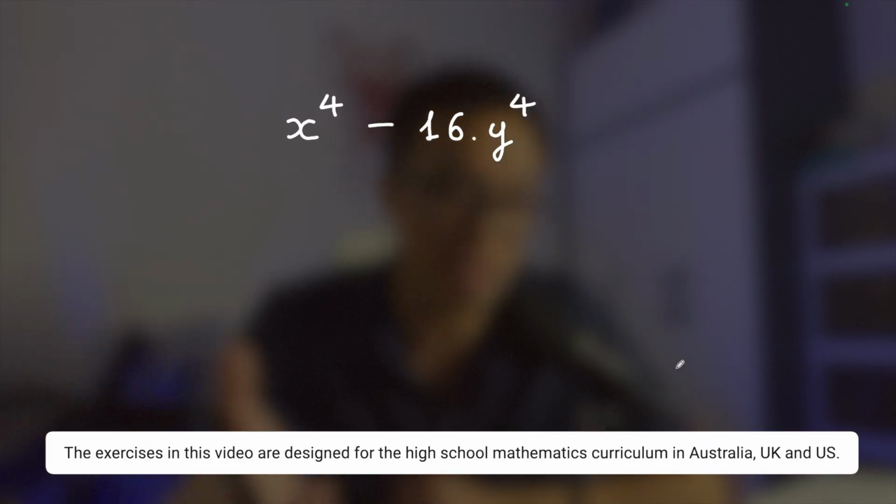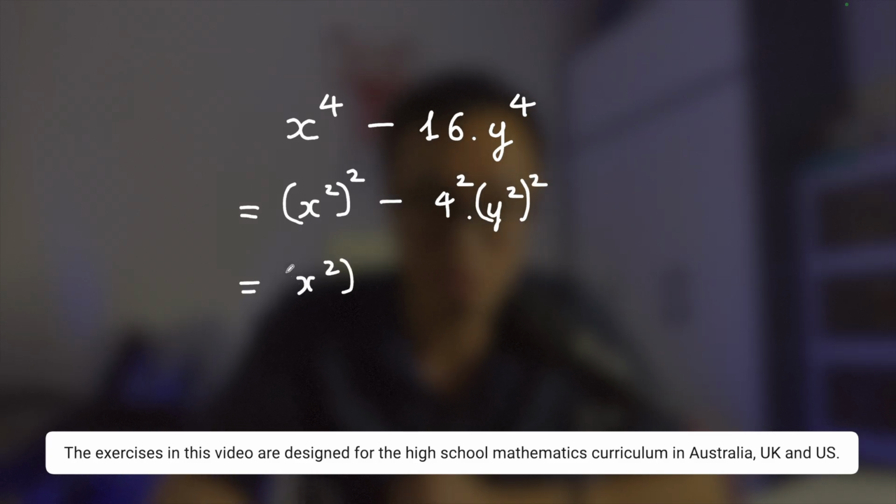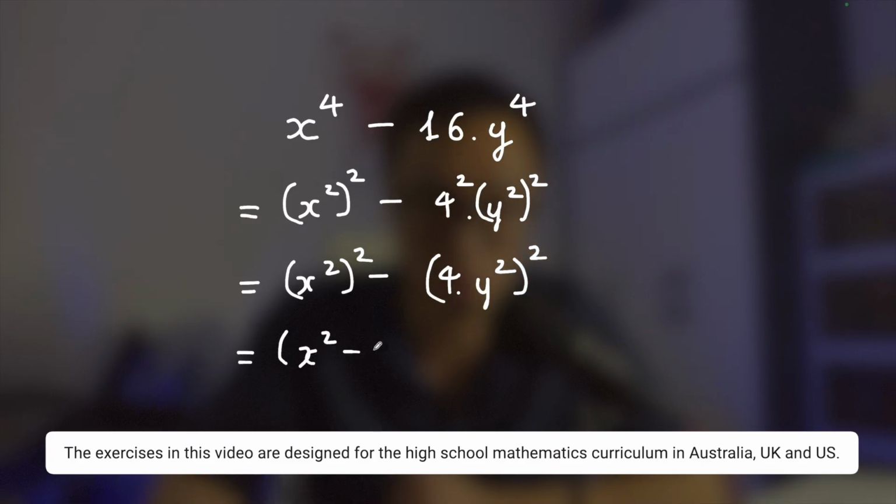a to the power of 4 minus 16 multiply y to the power of 4. Okay, look at this. I convert a to the power of 4 to the square like this, and convert 16 to the form of a square number. I convert that like 4 square, and you get y square inside the bracket, and one more time you get square outside. And after that, for the second term I combine 4 multiply y square inside the bracket, and you get square outside, and apply the difference of squares. You have a square minus 4 y square multiply a square plus 4 multiply y square here.